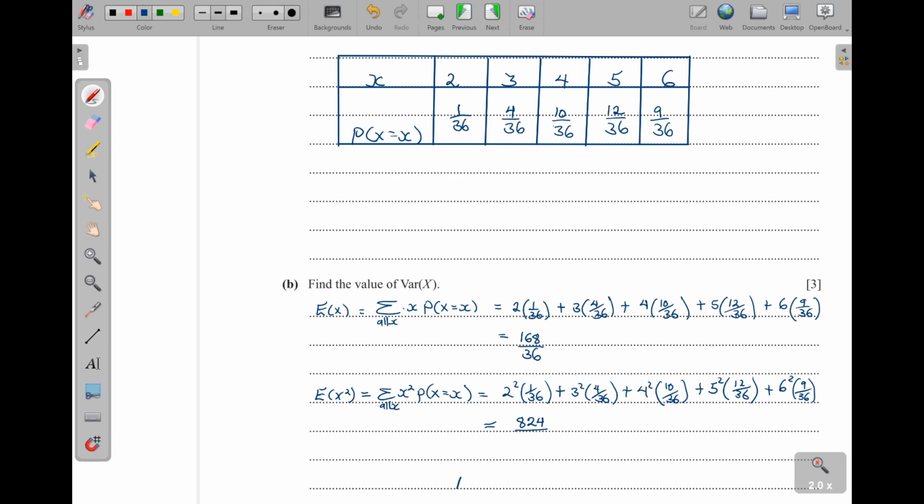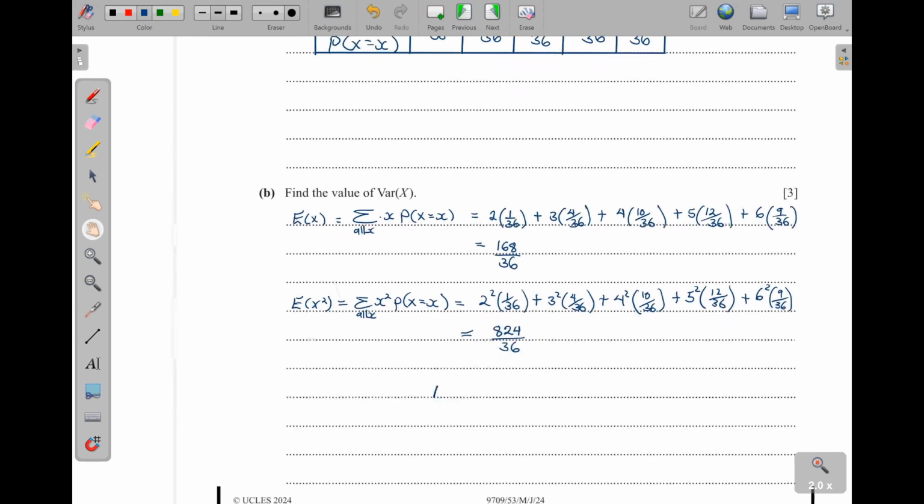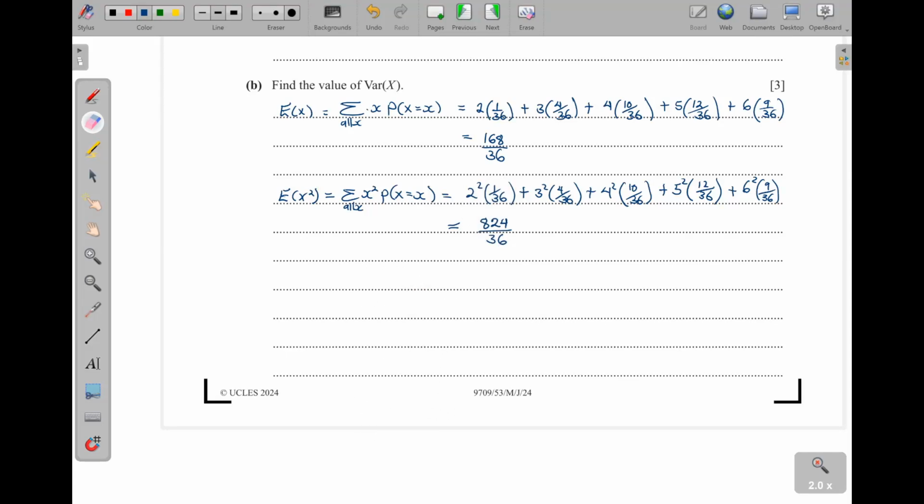824 divided by 36. Now we know that variance is the difference between the squared means. So variance is going to be equal to E of X squared minus the expectation squared. So we can have 824. By the way, you can write these when they are simplified. It's no problem, but I just want to simplify the last one. 824 out of 36, then minus 168 out of 39. But this one has to be squared.